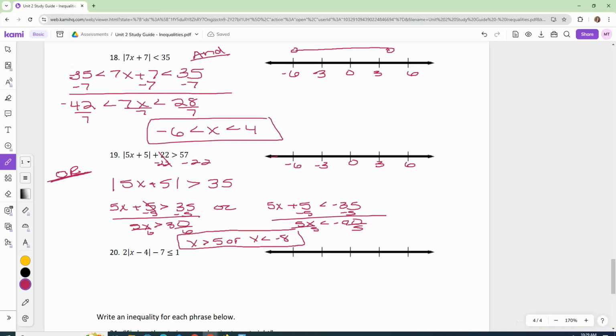I'm going to count by 3s and just add on to my number line a little bit. So greater than 5 would be an open circle at 5 going to the right. Less than -8 would be an open circle at -8 and going to the left.